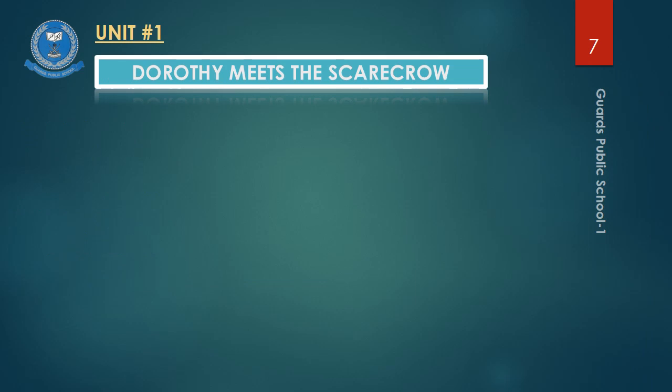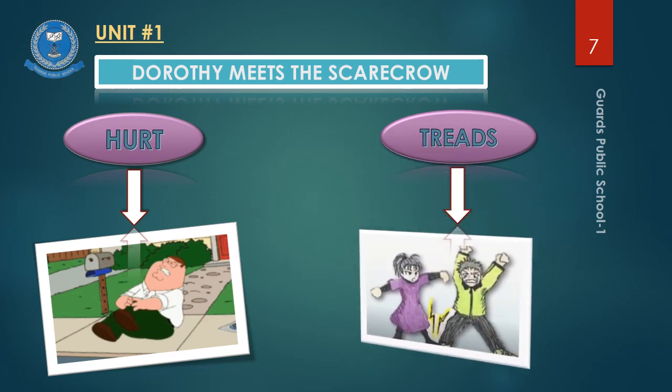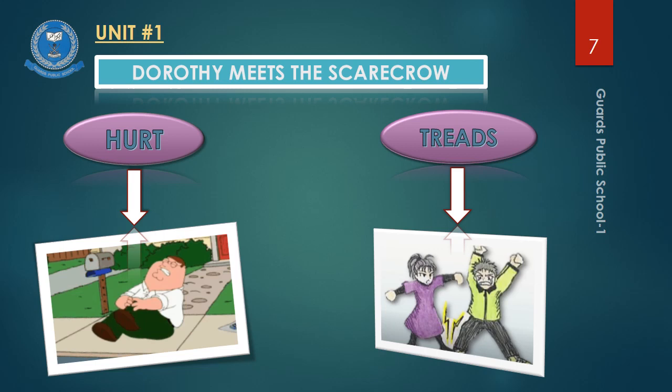So, students, in previous slides, we have read the word hurt. Hurt means in pain. Like here you can see a picture of a boy. He has a wound on his knee and he is crying. It means he is hurt. And another word is tread. What does this word tread mean? It means if you tread on something, you put your foot on it when you are walking or standing. Or in other words, we can say to step or walk on or over.